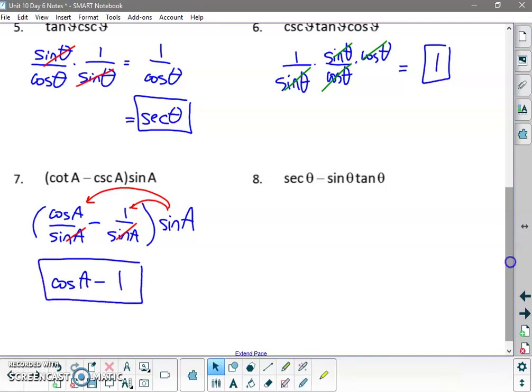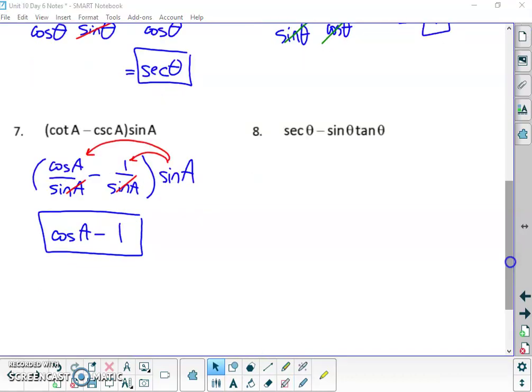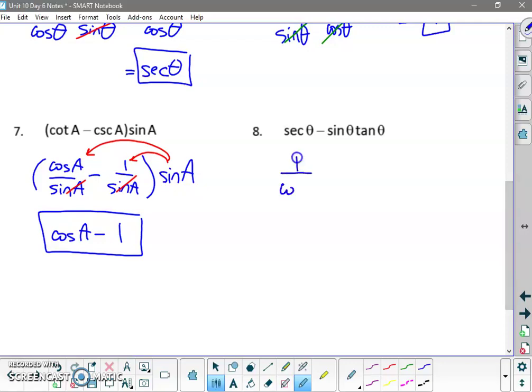All right, moving on to number 8. We'll replace the secant theta with 1 over cosine theta minus sine theta times, now tangent theta I can rewrite as sine theta over cosine theta. So now what I need to do first is multiply this expression before I can subtract it from 1 over cosine. Watch what's going to happen.